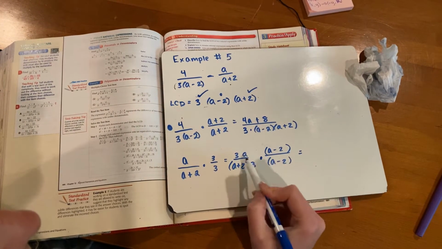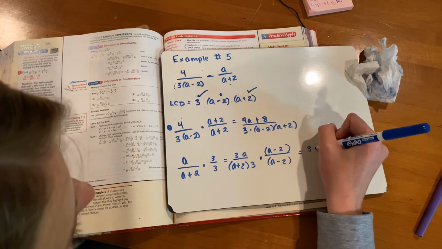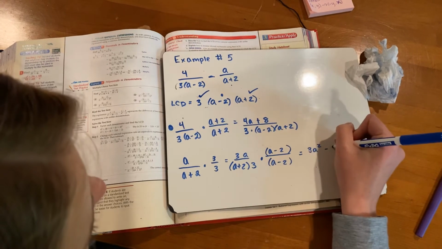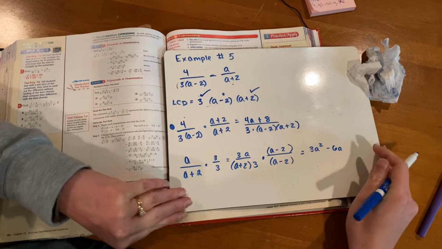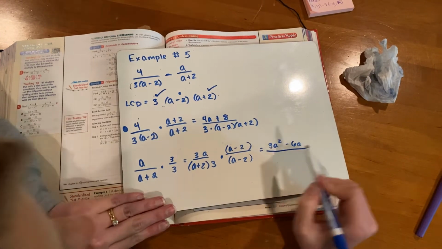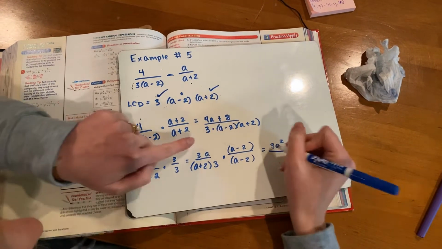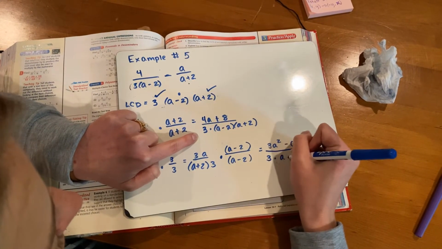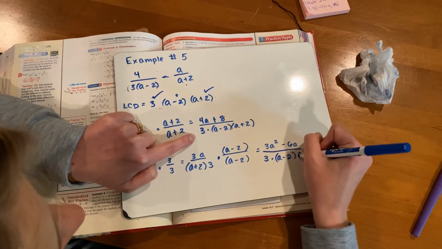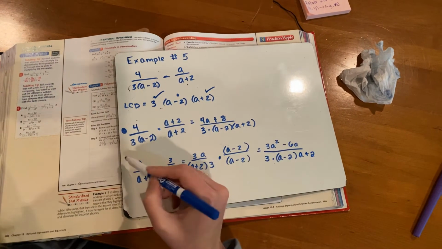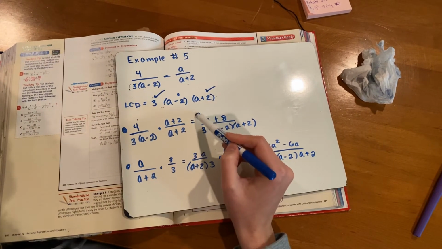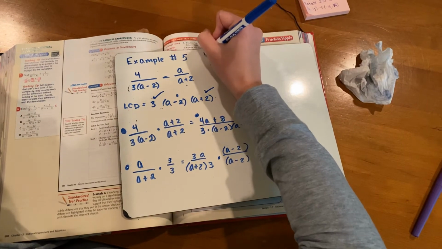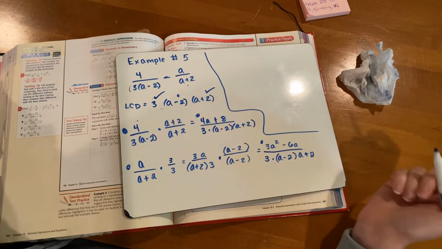And just start multiplying. 3a times a is going to be 3a squared. 3a times negative 2 is going to be negative 6a. And so now we've multiplied our numerator. Denominator we keep simple. We're just going to keep it all in terms of factors. To have it match this one, I'm just going to do 3 times a minus 2 times a plus 2. And now I have my two new expressions. This was my new one with a common denominator, and this is my new one with a common denominator. So now I'm going to rewrite it up here and do my actual subtraction.